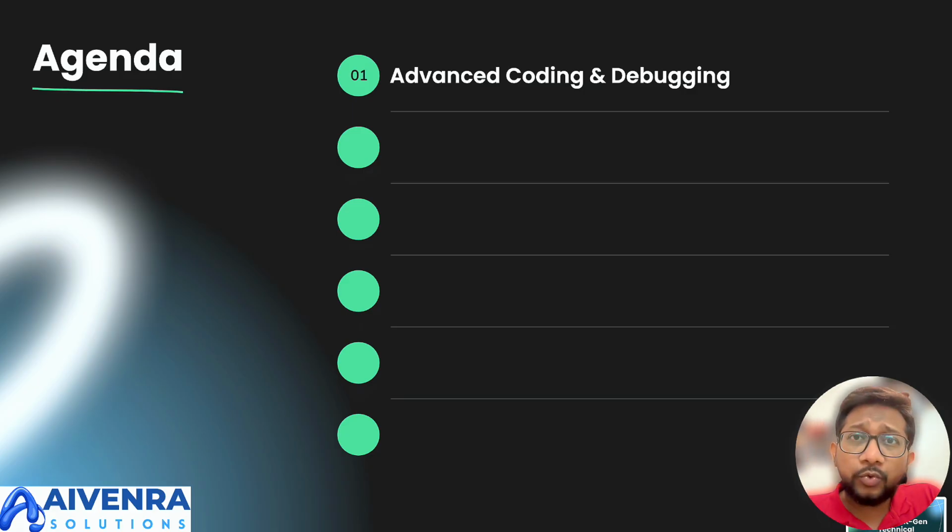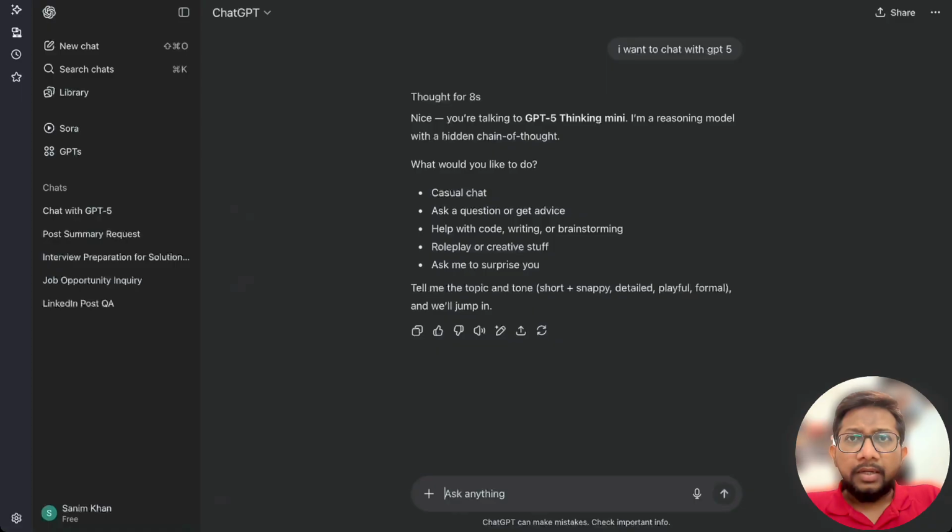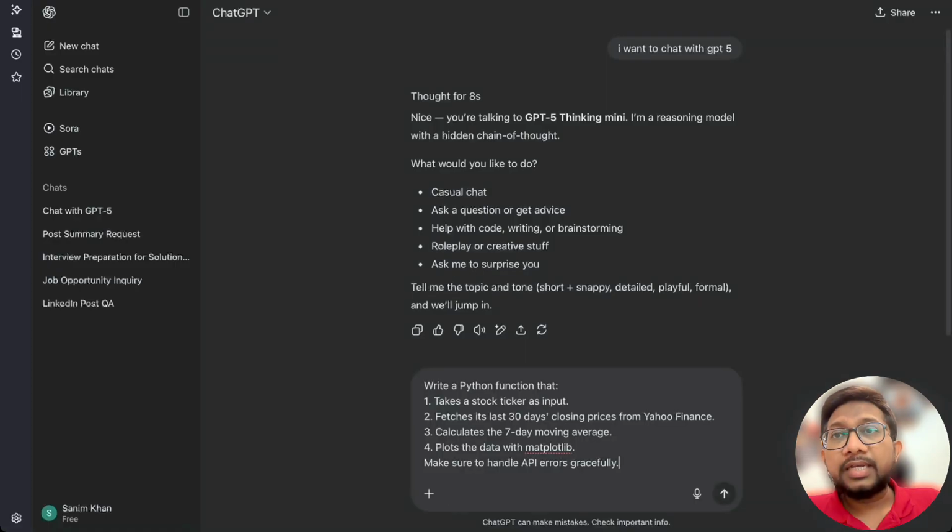Number 1, advanced coding and debugging. Okay, so first up, coding. This is where a lot of AI models either shine or completely fall apart. Let me test GPT-5 with a practical request that any developer might need.